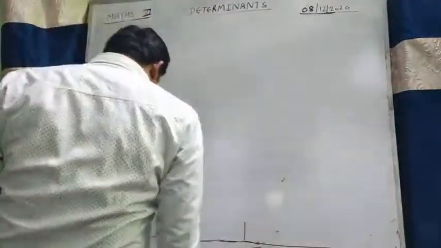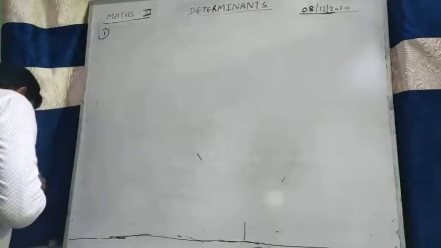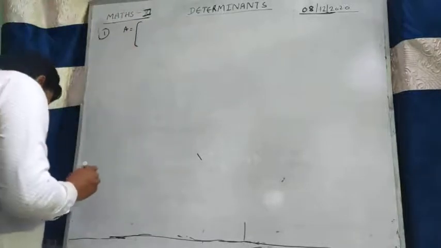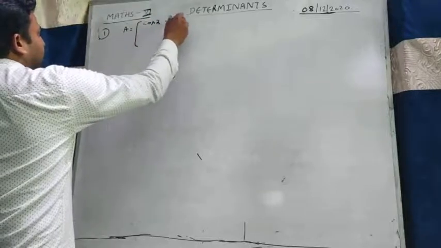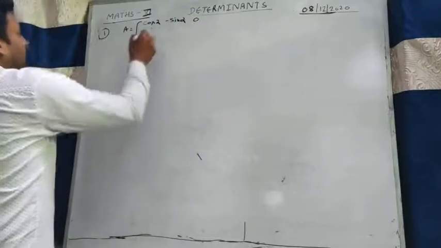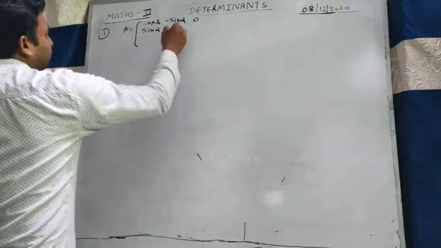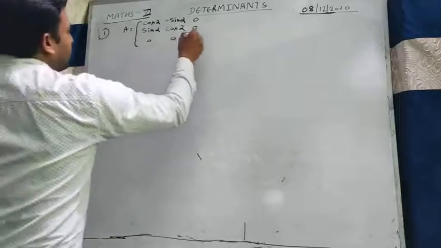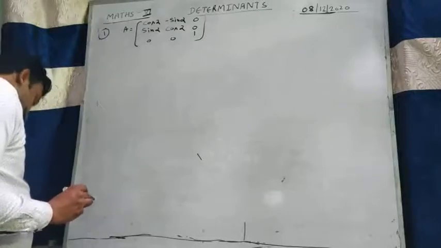So let's see, our first question is: if A is equal to the matrix cos alpha, minus sin alpha, 0; sin alpha, cos alpha, 0; 0, 0, 1. If our matrix A is this, then find the adjoint of A.